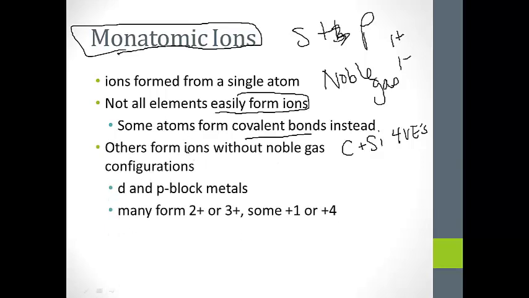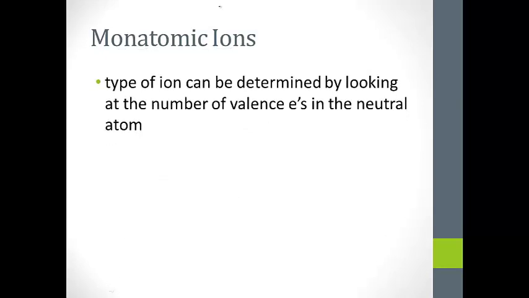Now, there are some other ions out there without noble gas configurations, particularly the D and the P block metals, some of the lower ones. Many will form 2 pluses or 3 pluses. There's some 1 pluses or 4 pluses out there. Honestly, you need to spend some time with your ion sheet and try to become familiar with the patterns because we're going to need to know those.